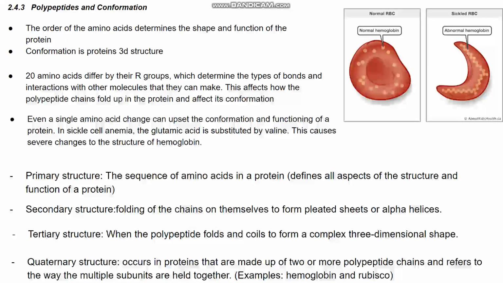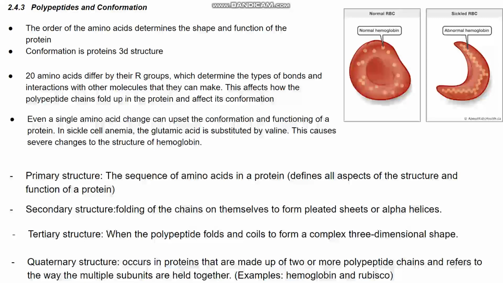Even a single amino acid change can upset the conformation and functioning of a protein. In sickle cell anemia, the glutamic acid is substituted by valine. This causes severe changes to the structure of hemoglobin.